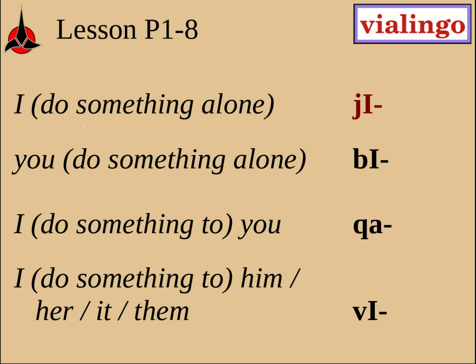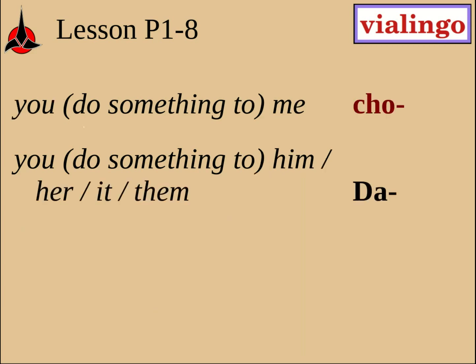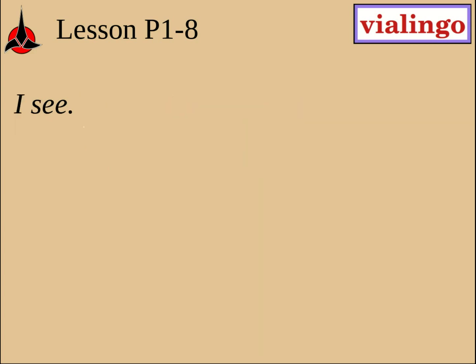I do something alone is j. You do something alone is b. I do something to you is ka. I do something to him, her, it, or them is vi. You do something to me is cho. You do something to him, her, it, or them is da. So how do you say, I see?